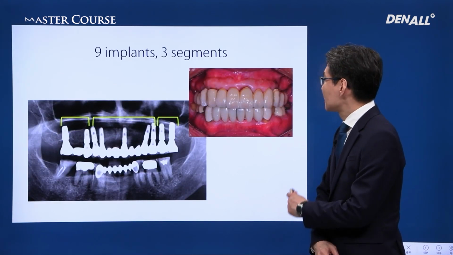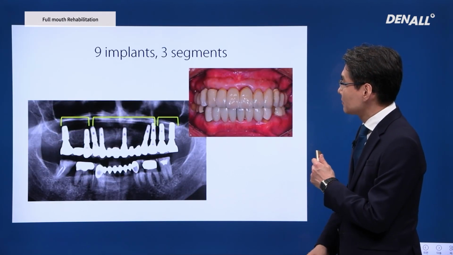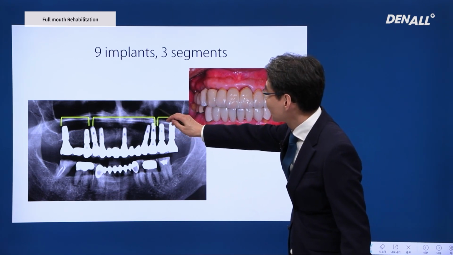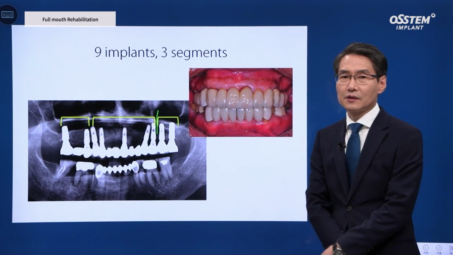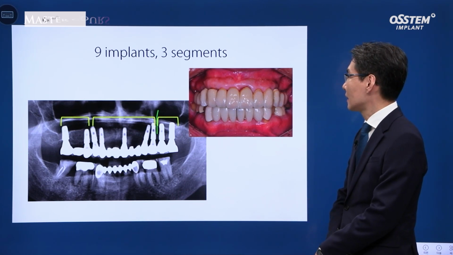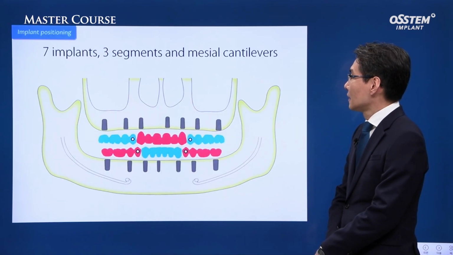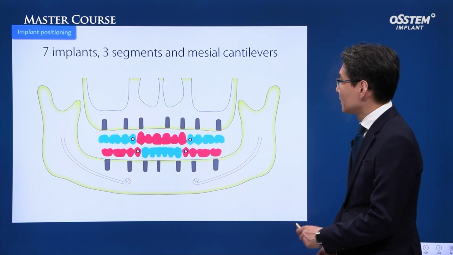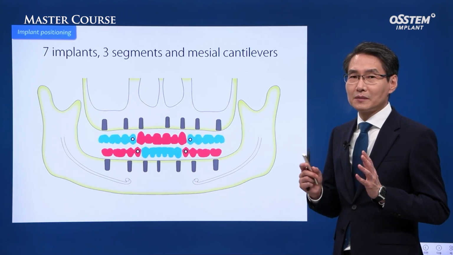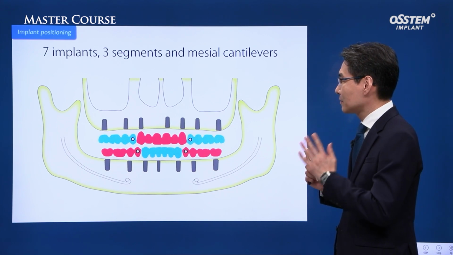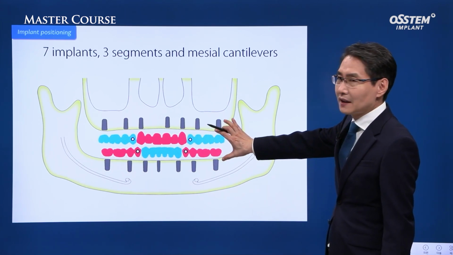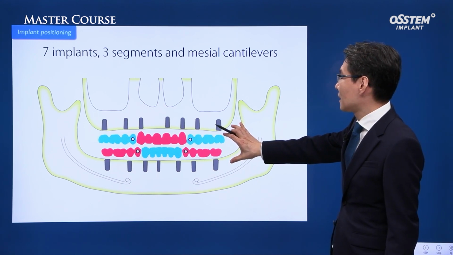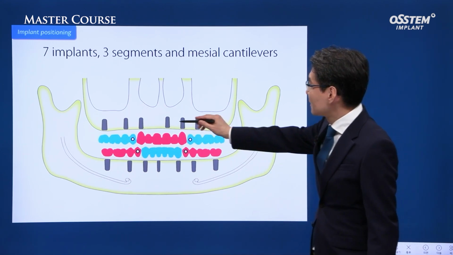In the case of this patient, this is a case that I've shown you earlier. Segmentation was done here, and cross-arch splinting was done up to the anterior premolar area. If you look at the image, multiple methods can be utilized. Implant placement, position, and segmentation positions can be determined. This is my most preferred position and the number of implants.